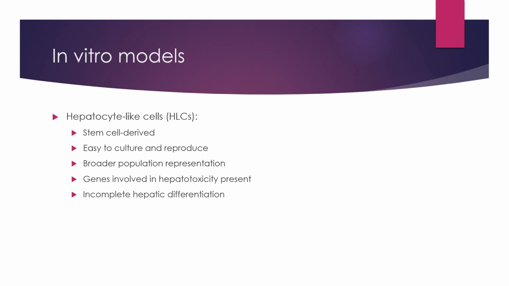Another solution is to use stem cell technology to derive cells. Hepatocyte-like cells can be derived from stem cells, and like the immortal cells, they're really easy to culture and to reproduce. They also have a very cool advantage in that they can better reproduce the human population, as they have some heterogeneity in them, and a lot of the side effects that come up in toxicity testing and are not found right away are in those populations that have some kind of mutation that will modify the response to the drug. They also include a lot of the genes that are involved in hepatotoxicity, and thus are good as a model for that. A disadvantage is that they often don't completely differentiate, and so not all your cells might have all the functions that a hepatocyte might have.